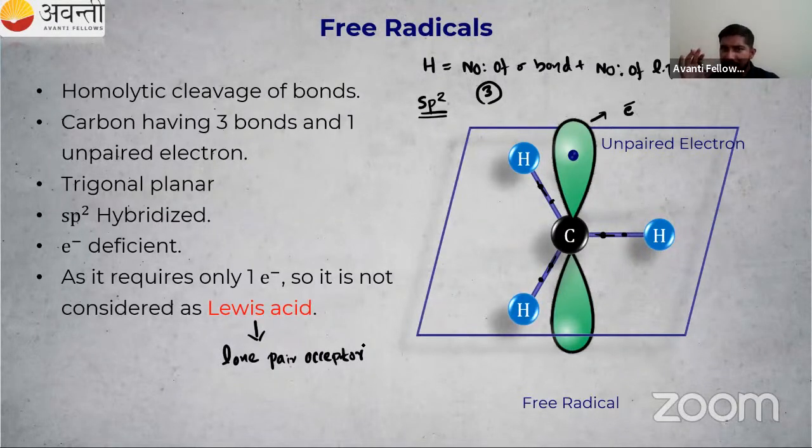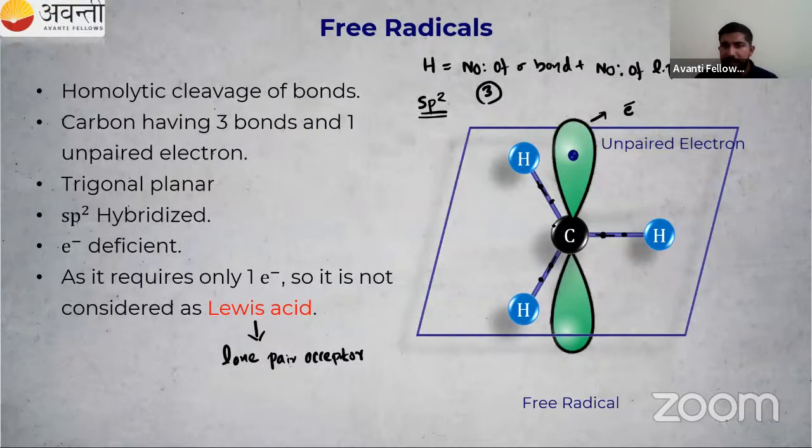Okay, so these are the details about the free radical. It is sp2 hybridized, trigonal planar, electron deficient. It needs one electron. It's not considered a Lewis acid. Lewis acids are lone pair acceptors. Lewis bases, we will study about that also. Is it clear, the shape of a free radical? Yeah, admin, okay. Others.